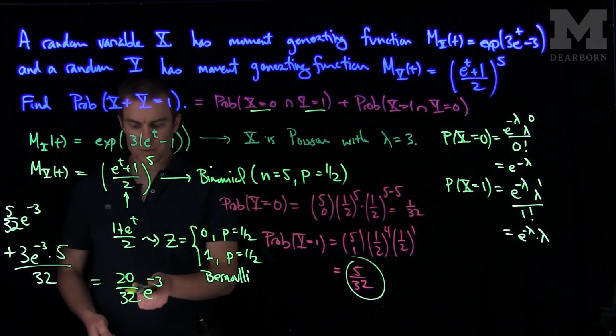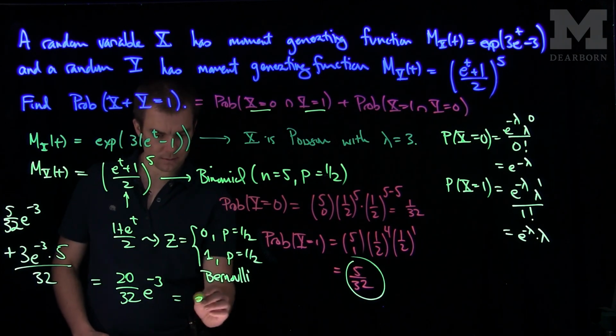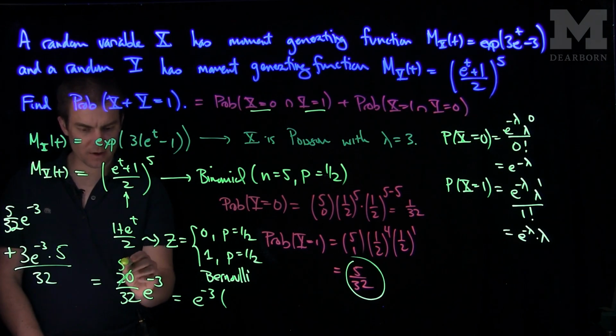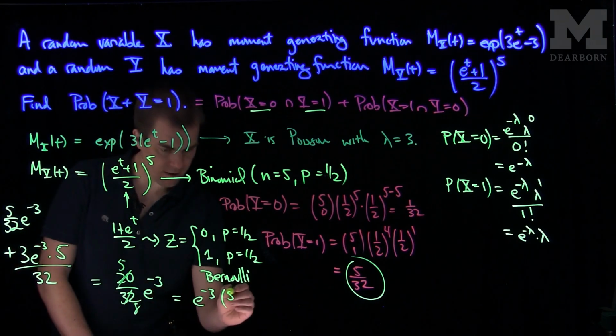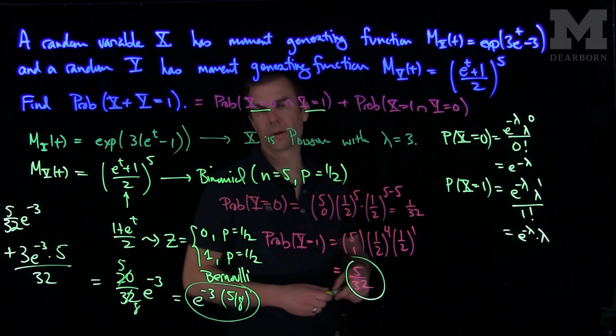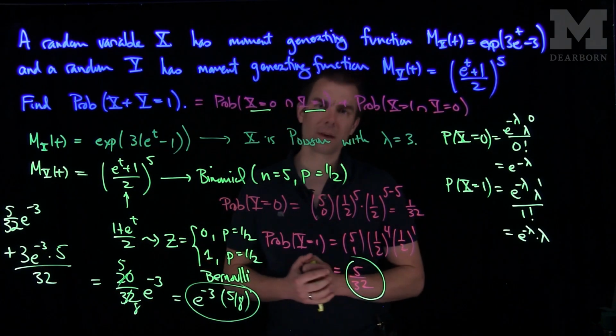And now from this we can cancel out a 4 over here, so that's going to be 5 over 8. So we have 5/8 times e^(-3) as the probability that X + Y is equal to 1. Thank you very much.